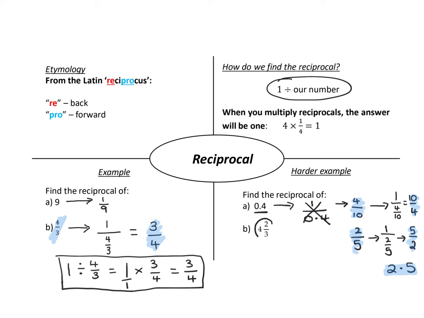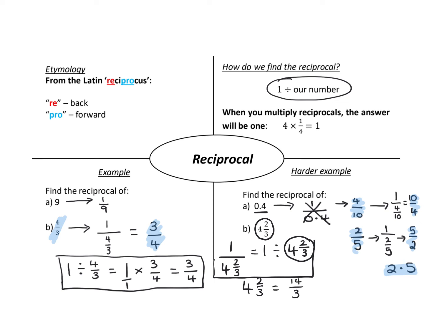And then the final one we're going to look at is 4 2/3. I mean, you could just type in 1 divided by 4 2/3 into your calculator. Make sure you use the correct button on your calculator to type this in. Or, if you wanted to do it without a calculator, I would change 4 2/3 to an improper fraction, 14/3. And if you've noticed what's happening, to find the reciprocal, that would just be 3/14. 1 divided by 14/3 would be 3/14.